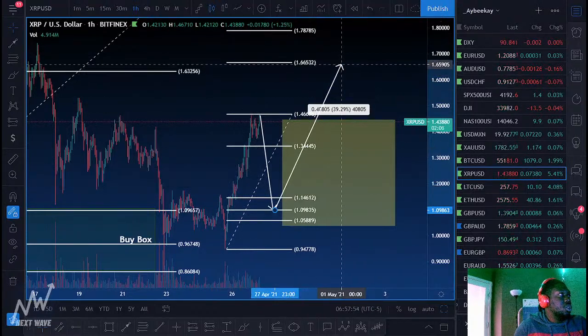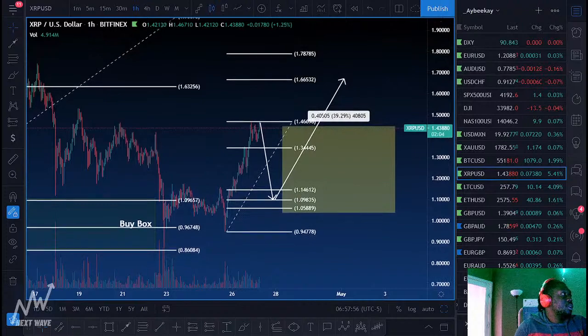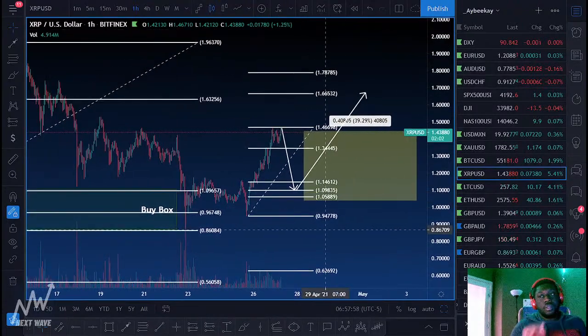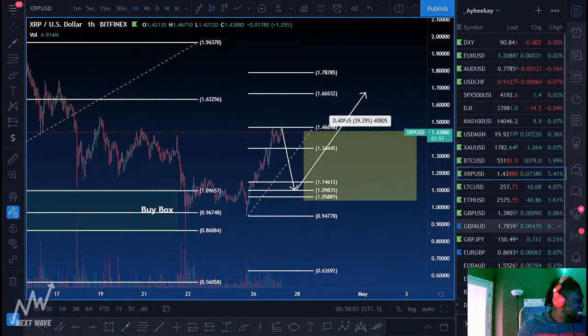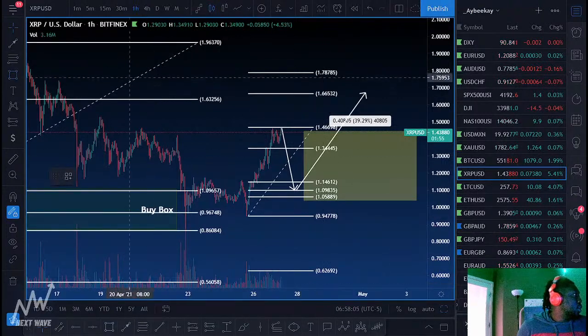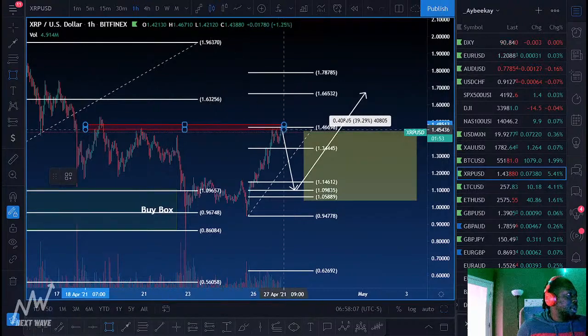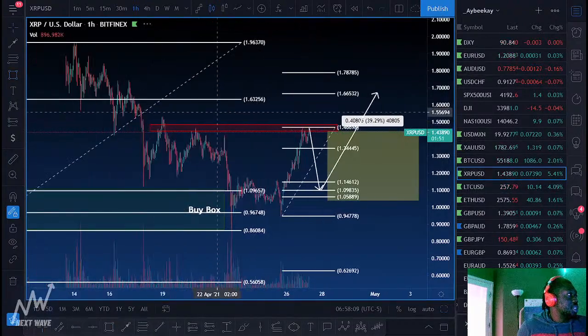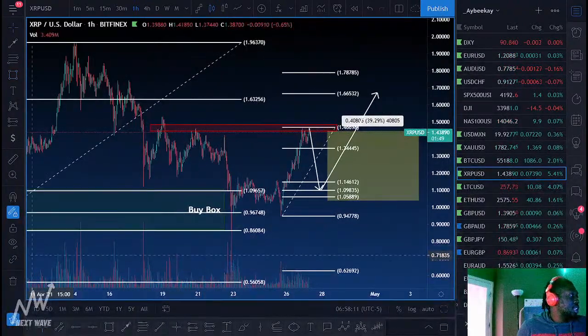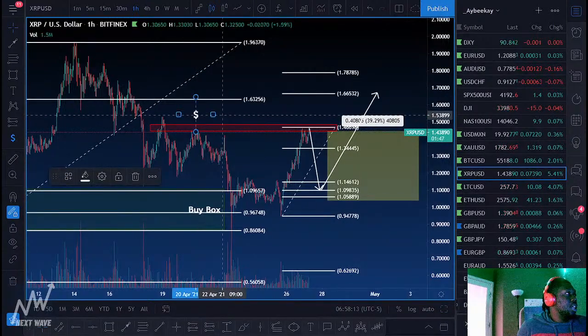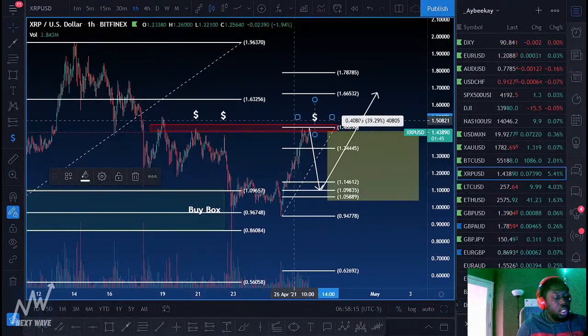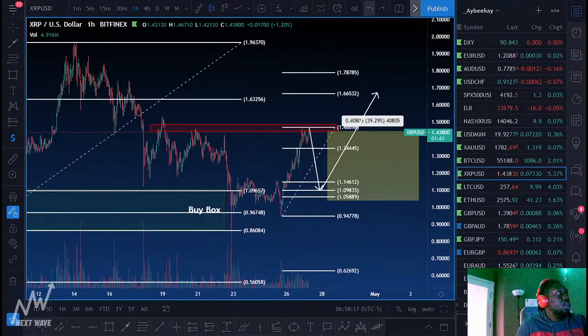So you just want to wait for some type of confluences before you sell, or before you take your profits. But remember, price is at this resistance right here, and all I can see is money up there. So just watch for that.